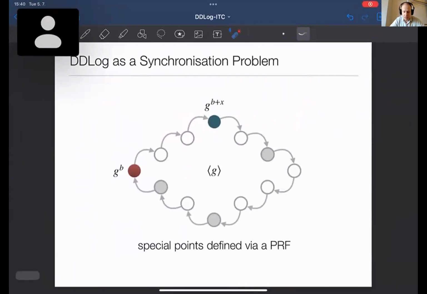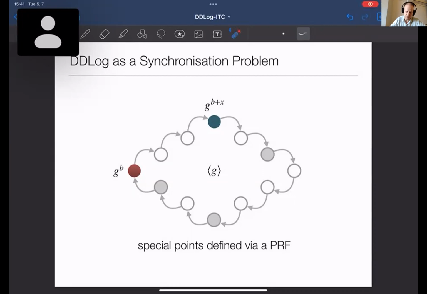So let's take a look at the distributed D-log a bit closer. The observation of Boyle et al. was that it actually can be cast as a kind of synchronization problem. As I said, it might be easier than standard discrete logarithm. And in particular, it seems that it's enough for the parties to agree on some special point in the group.